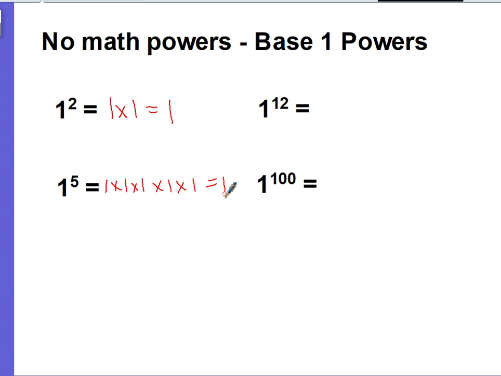So if I pay attention to the rule, I don't have to actually do any math when 1 is raised to a power. I just know that the answer every time will be 1. So 1 to the 12th power should be what? Just 1. 1 to the 100th power will still be 1. So if you learn that rule, again, if you have 1 raised to any power, the answer is just 1.